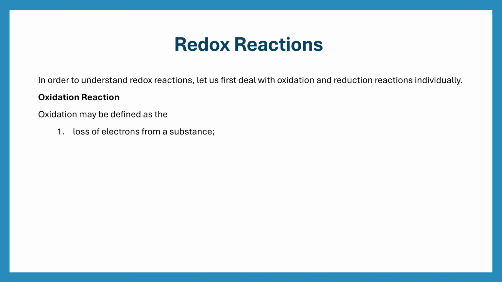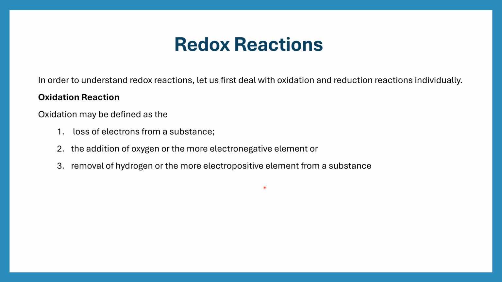First, it is the loss of electrons from a substance. It can also mean the addition of oxygen or a more electronegative element to a compound. Or it might involve the removal of hydrogen or a more electropositive element from the substance. All of these definitions describe situations where the substance becomes more oxidized, meaning it is either gaining oxygen or losing electrons or hydrogen. Let us look at a couple of classic examples of oxidation.